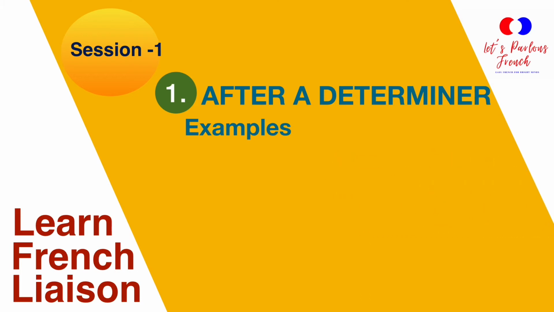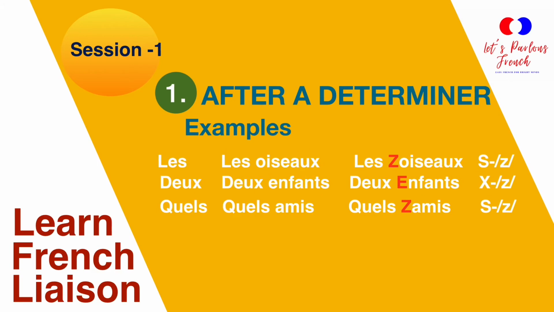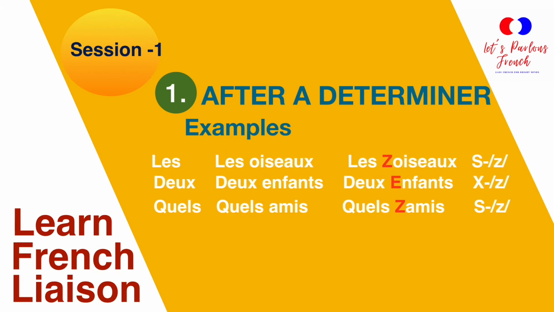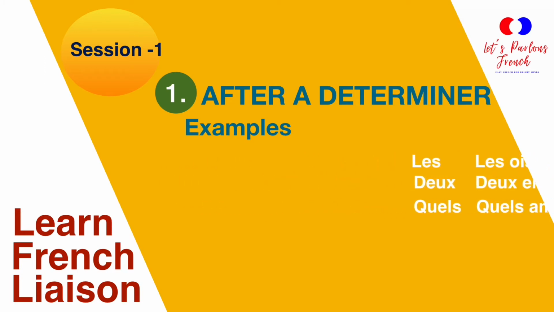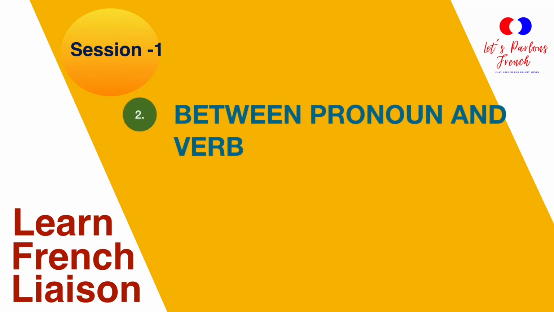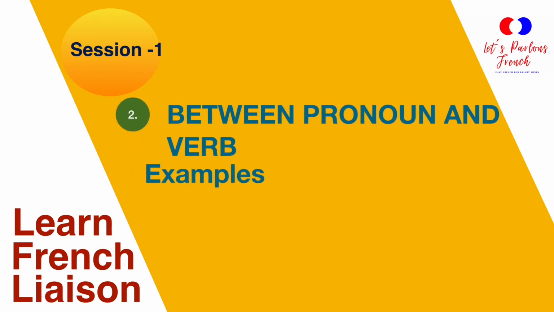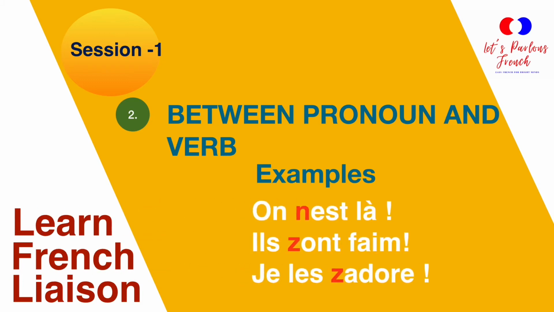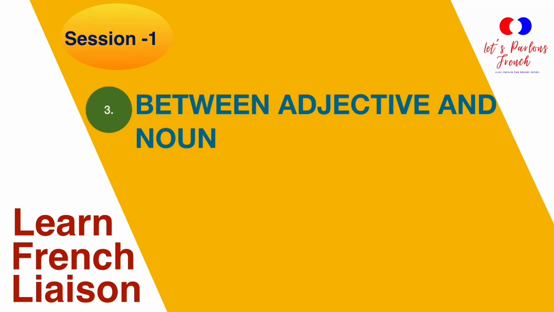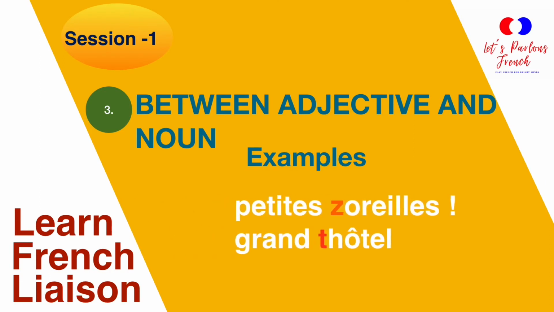Few other examples are les oiseaux, douze enfants, quels amis. Second is between a pronoun and a verb. Examples are on est là, ils ont faim, je les adore. Third is between an adjective and a noun. Petites oreilles, grand hôtel. Here s changes into z and d in grand changes into t, grand hôtel.